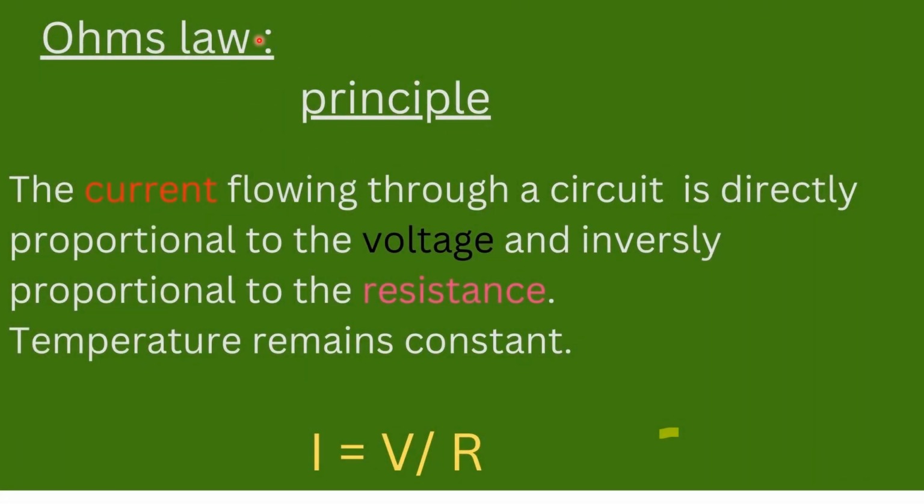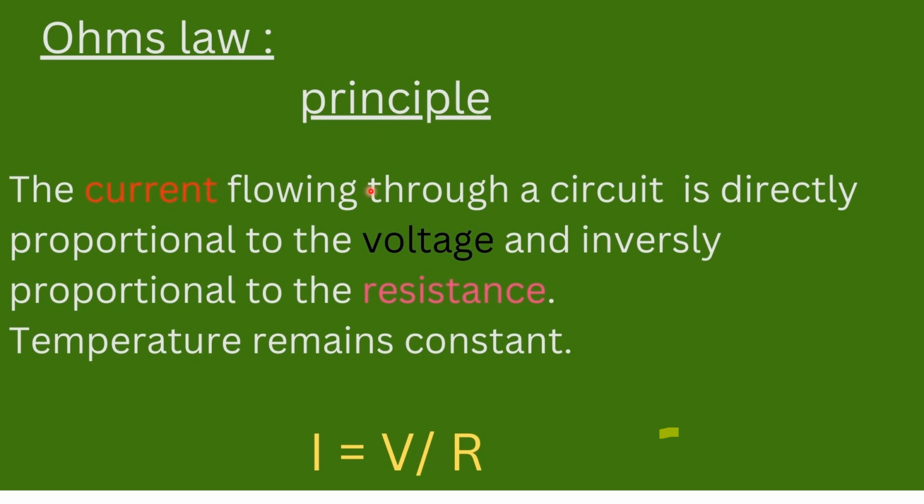Today we are going to see about Ohm's law. This law is used to determine the characteristics of the electronic circuit. It also explains the relationship between current, voltage and resistance. Now you can see the principle here.